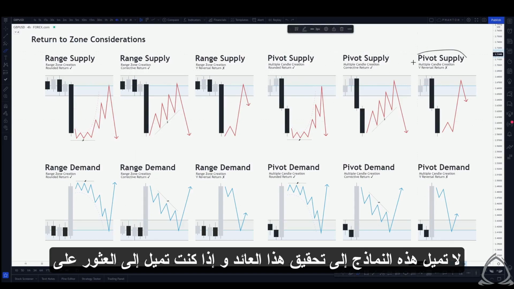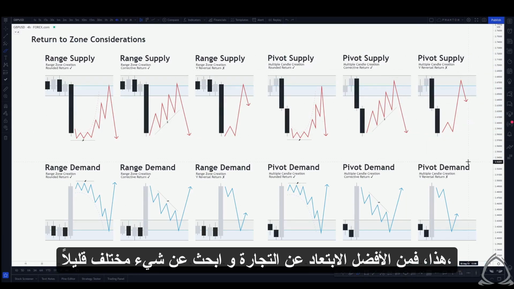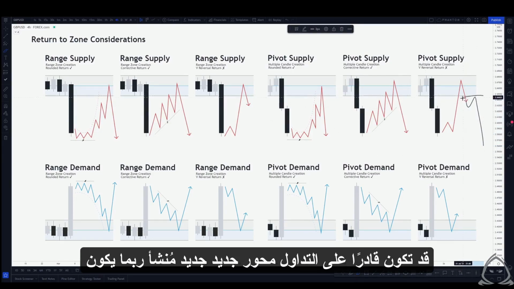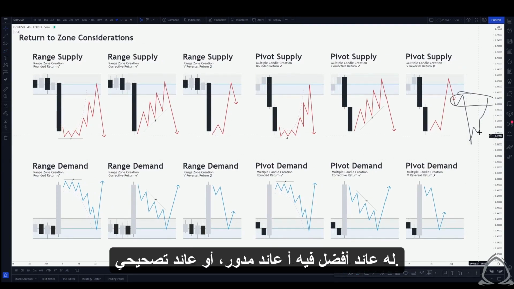And if you do tend to find this, it's better to stay out of the trade and look for something a little bit different. Or if you do get some sort of reaction that does follow through, you might be able to trade a newly created pivot that has maybe a better return into it, a rounded return or a corrective return.